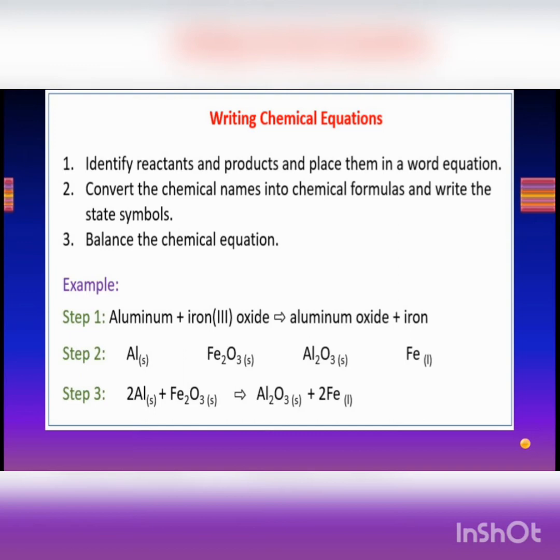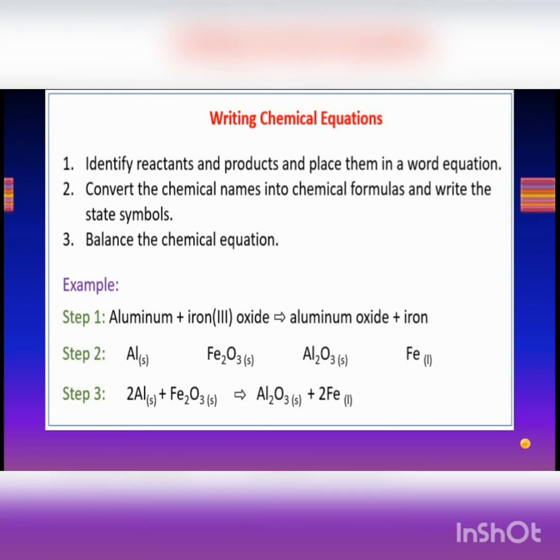First the steps. We need to identify the reactants and the products and place them in the word equation. Reactants are those substances which combine or react with each other, so they are always written before the arrow sign in a chemical equation. Products are those substances which are formed because of the chemical reaction, and they are written after the arrow. So before the arrow you have your reactants, and after the arrow you have your products.